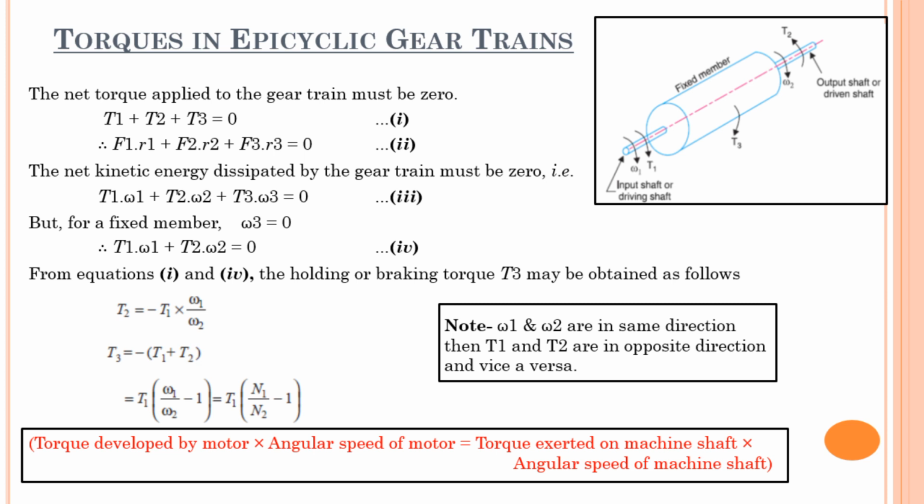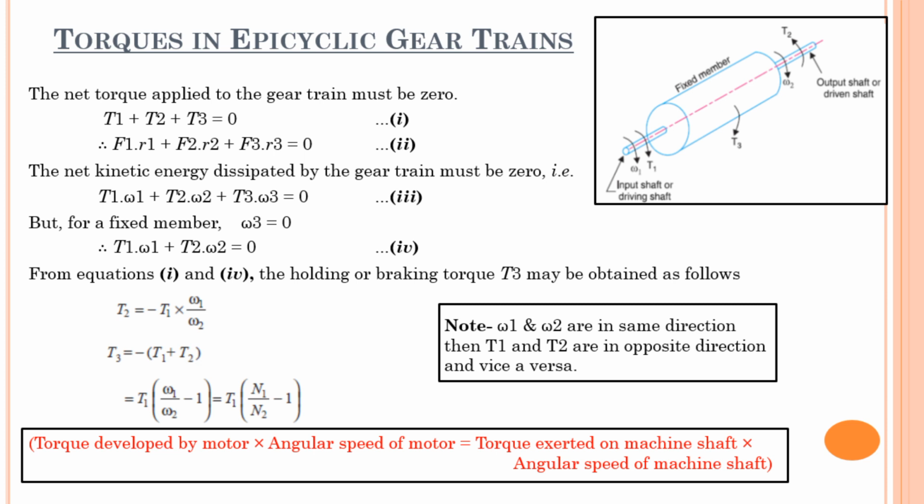Now note that if omega 1 and omega 2, that is angular velocities of input shaft and output shaft, are in the same direction, then these torques tau 1 and tau 2, that is input torque and output torque, are in the opposite direction. And in the reverse case, if omega 1 and omega 2 are in the opposite direction, then tau 1 and tau 2 will be in the same direction. Here in this case, consider that omega 1 and omega 2 are in the same direction. In that diagram also I have shown these two gears rotating in the same direction. Then tau 1 and tau 2 will be in opposite direction. That is, if tau 1 is positive, tau 2 will be negative.